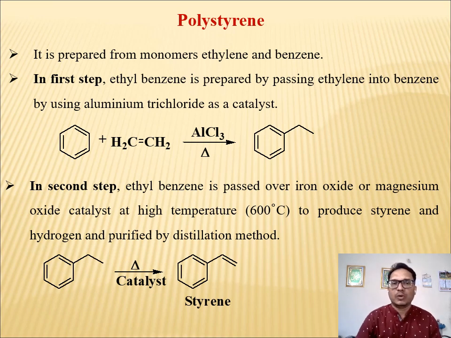The second polymer is polystyrene, and it is prepared from the monomer styrene, made from ethylene and benzene. The monomer is prepared in two steps. In the first step, ethyl benzene is prepared by reacting benzene with ethylene in the presence of aluminum chloride as a catalyst. In the second step, the ethyl benzene is passed over iron oxide or magnesium oxide catalyst at a high temperature to produce styrene. This styrene is used for the synthesis of polystyrene.